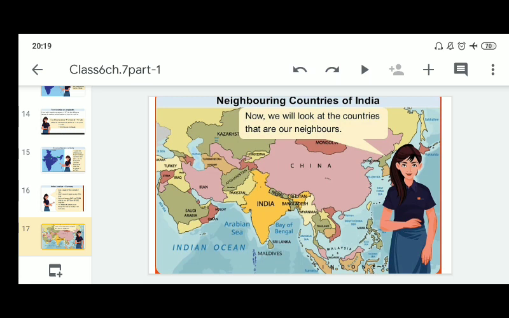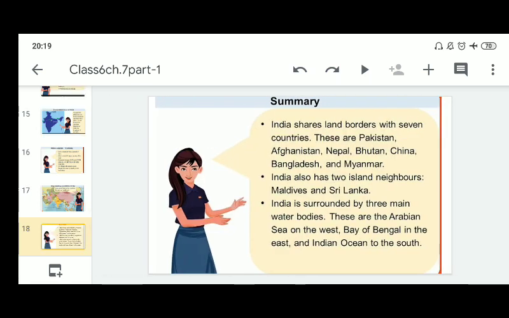Okay, children. Now look at a summary of it: India shares land borders with 7 countries. These are Pakistan, Afghanistan, Nepal, Bhutan, China, Bangladesh and Myanmar. India also has 2 island neighbors, Maldives and Sri Lanka. India is surrounded by 3 main water bodies. These are the Arabian Sea on the west, Bay of Bengal in the east and Indian Ocean to the south.